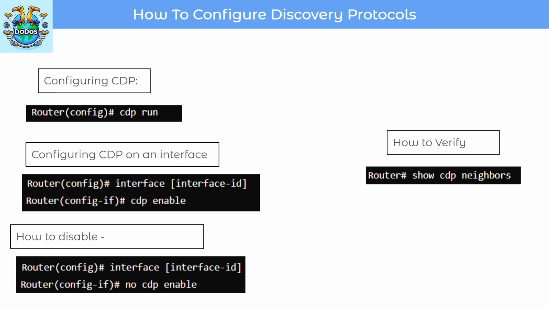So, let's get into how to configure Cisco Discovery Protocol. Configuring is very easy. To configure CDP, get into global config mode, conf t, and write in cdp run. That will enable CDP. Configuring it on an interface: in global config mode, go into the interface you want, and then do cdp enable. To disable it, go into the interface and then no cdp enable. To verify, show cdp neighbors.